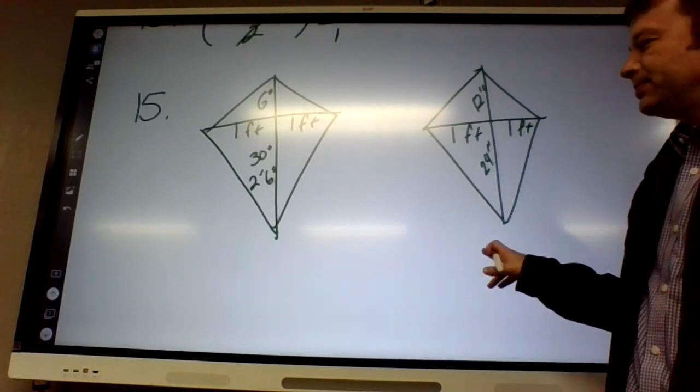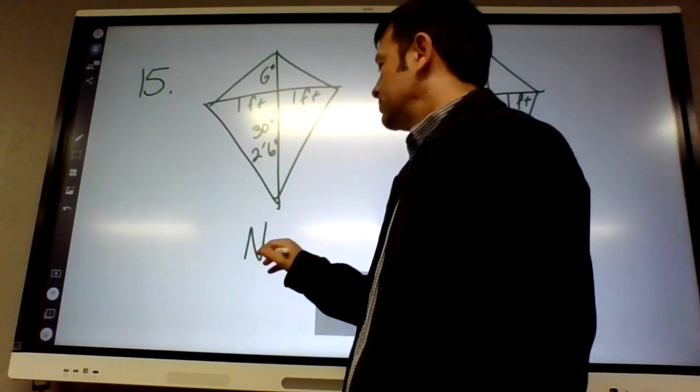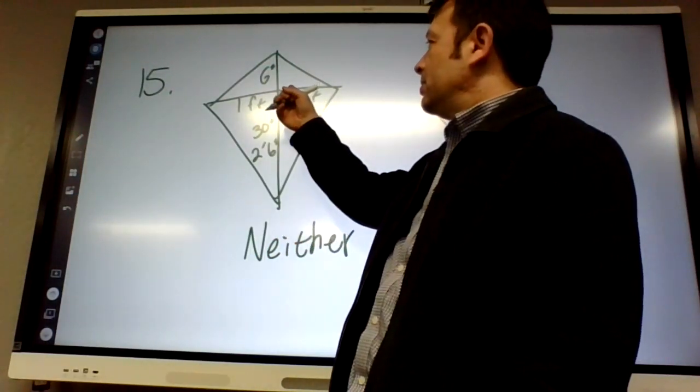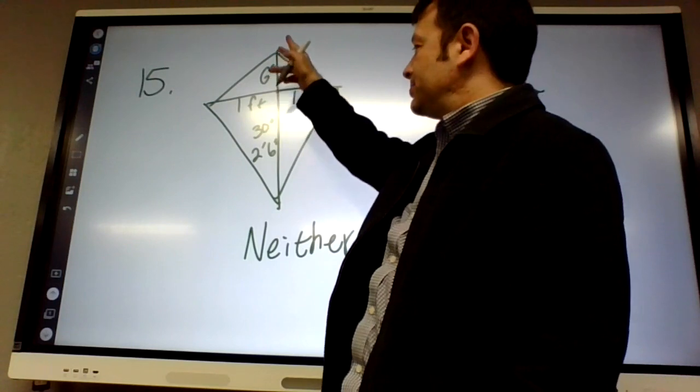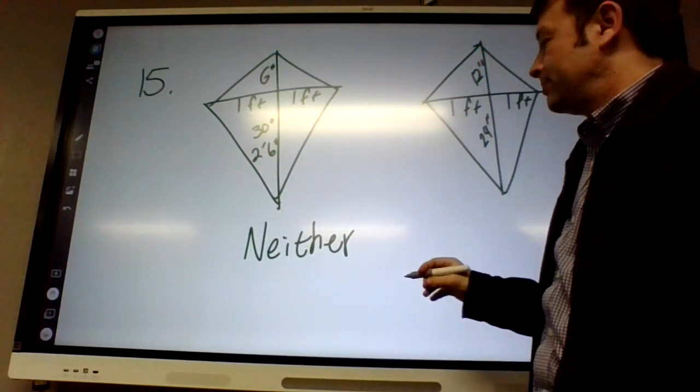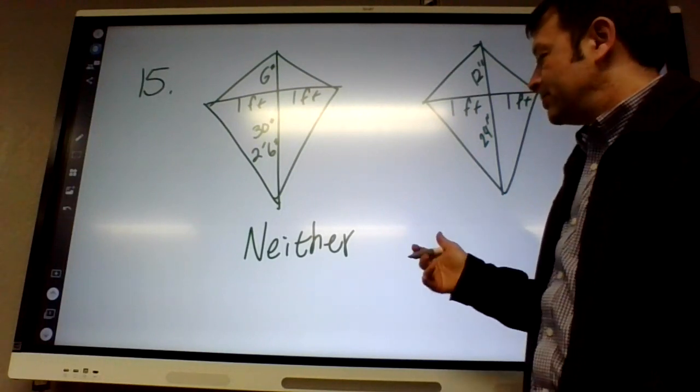Why are they the same? How do we know that they're the same? Still 3 feet on the spine. Yeah, the diagonals are the same. It doesn't matter if you move this up or down. It's still going to be the same diagonal times diagonal.